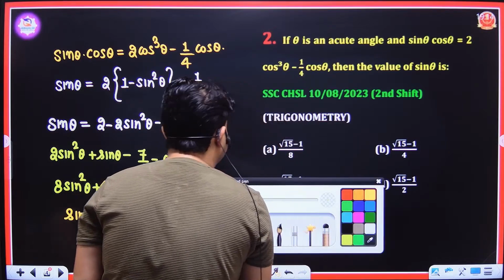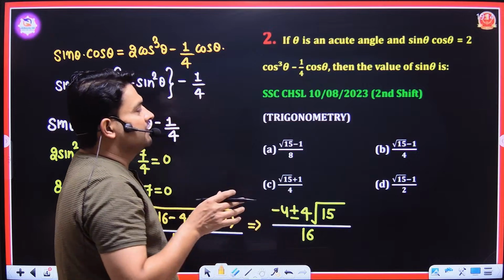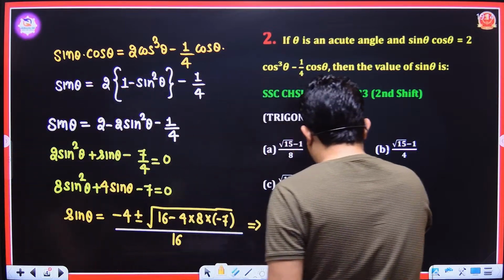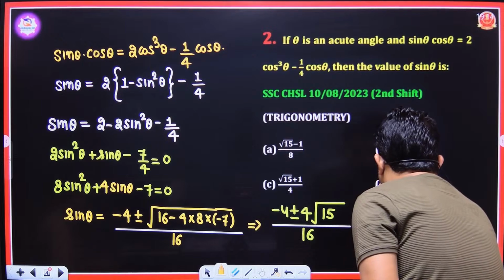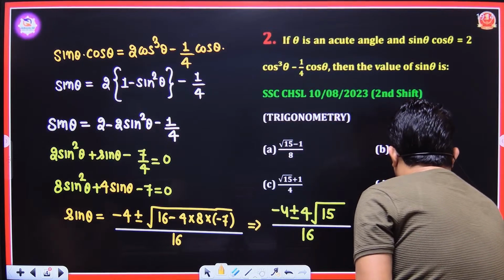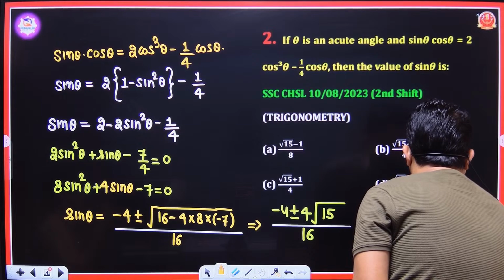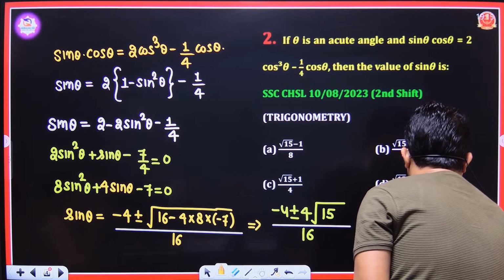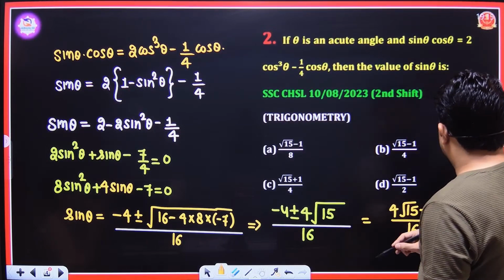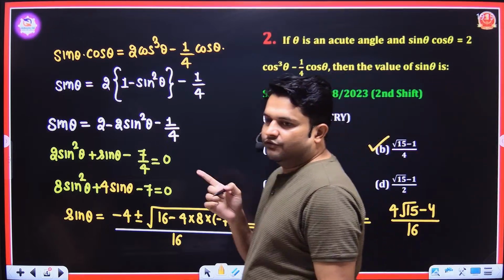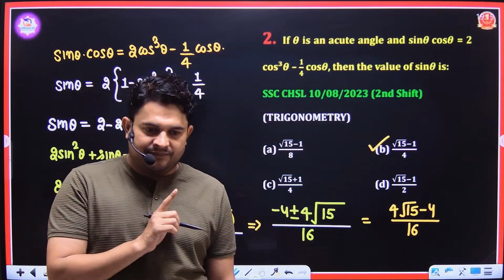So sine theta is an acute angle. So the value of sine theta will be positive. I will take positive here because this one is greater. 4 root 15 minus 4 upon 16. As you can see in the options, if I take 4 common, then root 15 minus 1 by 4 is my answer.